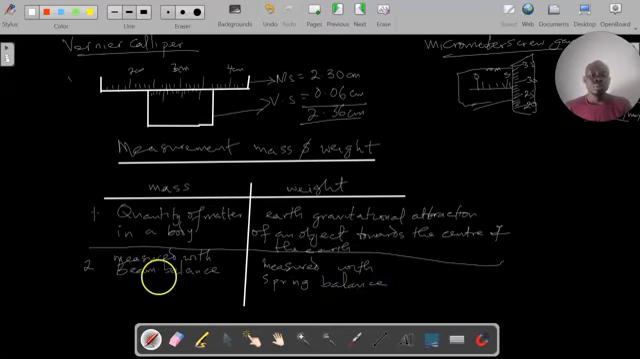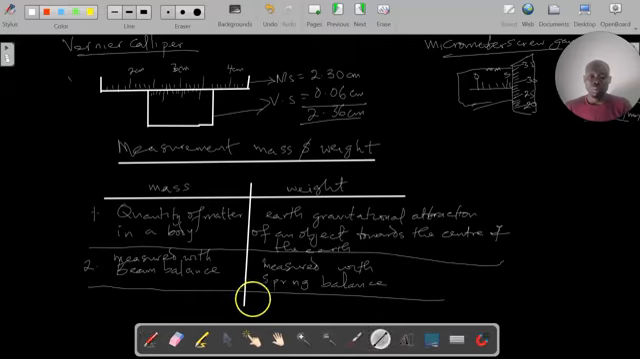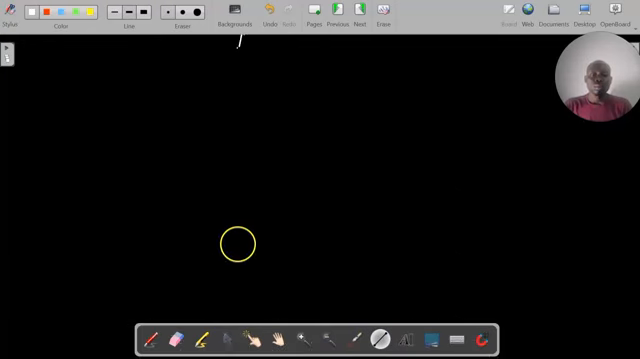Another difference: beam balance operates on the principle of moment. You'll be taught principle of moment in higher class. Spring balance operates with Hooke's law, which you are going to do later on in your higher classes. So we also have some other differences. So let me call it 3.